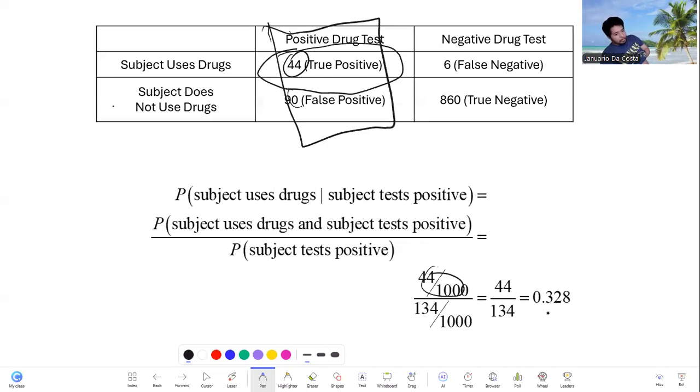So therefore the probability is about 0.328. All right? Comprende?